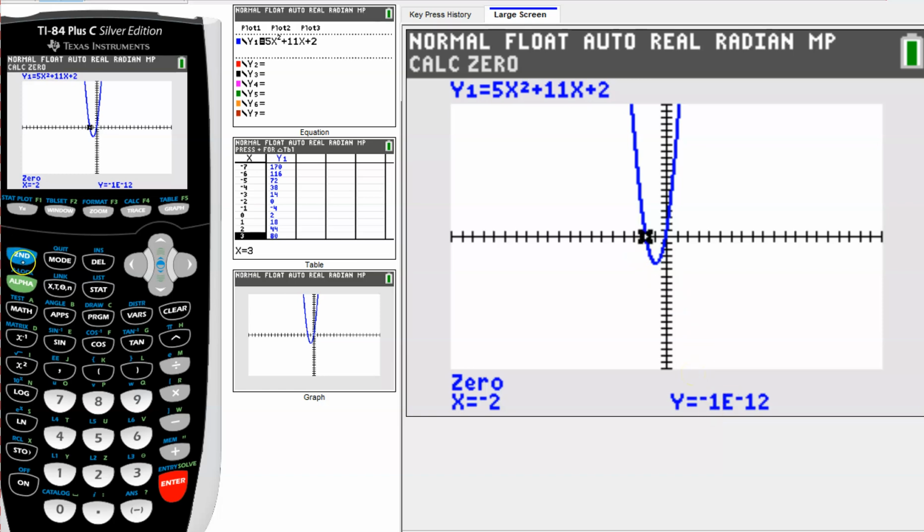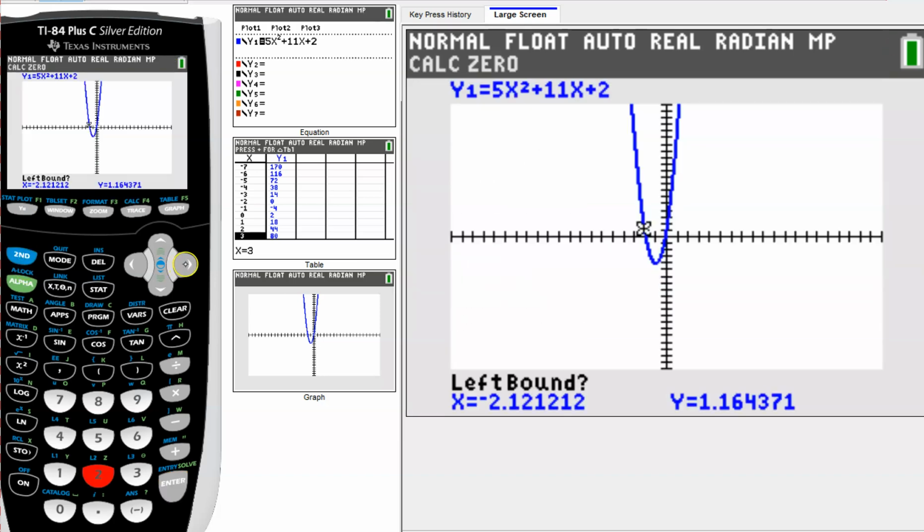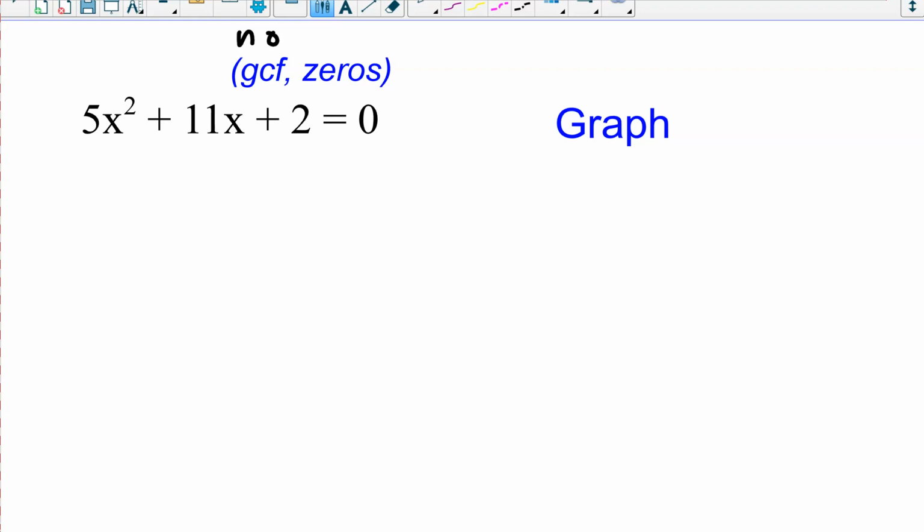Let's try to find the other one. It looks like it's at 0, 0, but I didn't see it on my table, so I want to calculate that zero. So I want to be left bound of that point right there, enter. And then right bound, enter. I don't want to guess. And notice that one's at -0.20.